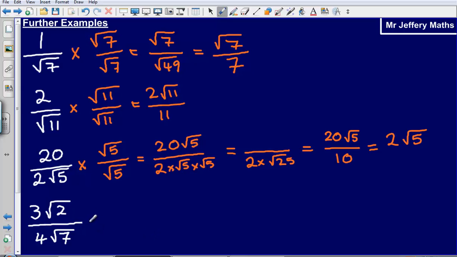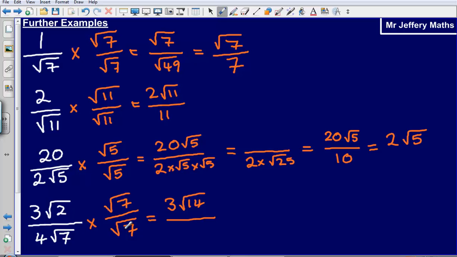Next one, I'm going to multiply it by root 7. So multiplying it by the surd that is in the denominator over the surd that's in the denominator again. When I do this, I end up with 3 root 14, because the root 2 multiplied by the root 7 is going to give me root 14, over, then I've got root 7 times by root 7.